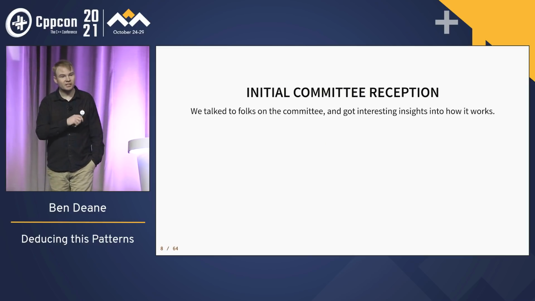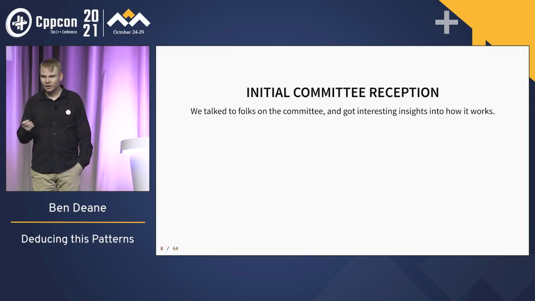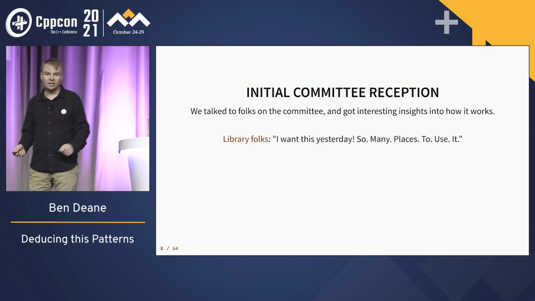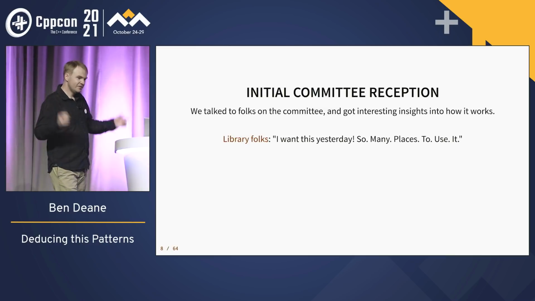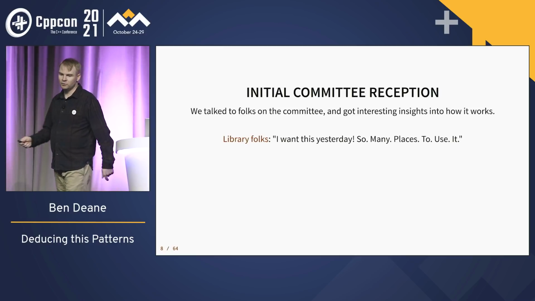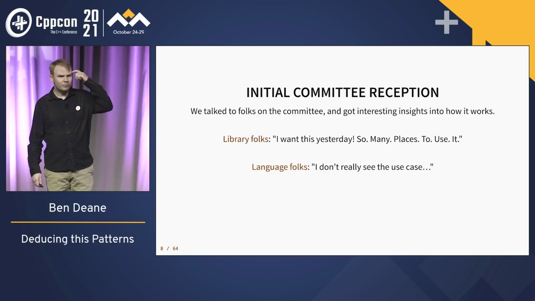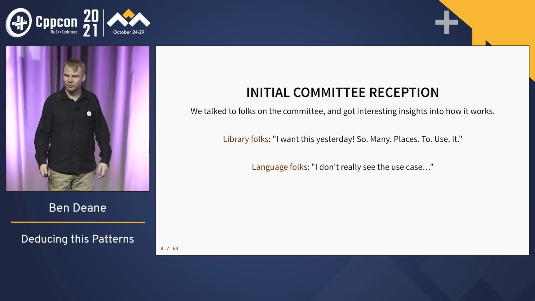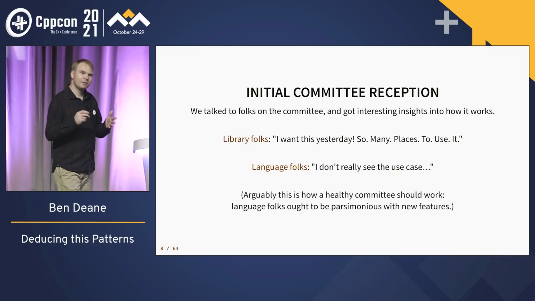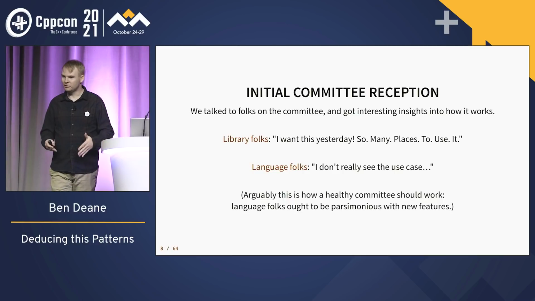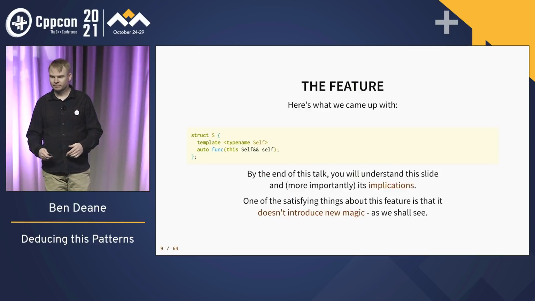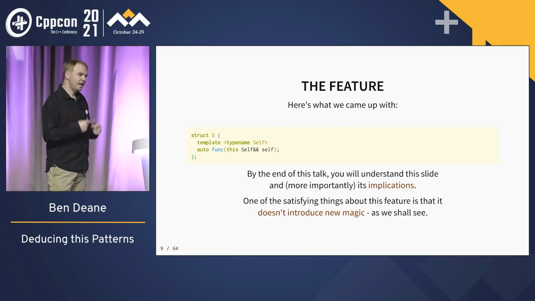So this was an interesting insight into working with the committee. Everyone who worked on library stuff was like, we want this like yesterday. This is going to make us take away so much code. We've got so many places to use it. And the language side folks said, well, we're not really sure we see the use case yet. This is kind of how it should be though, right? Because we should be parsimonious with language features, right? This is a healthy committee. Anyway, here is the feature.